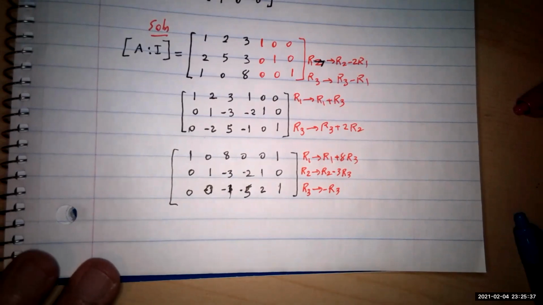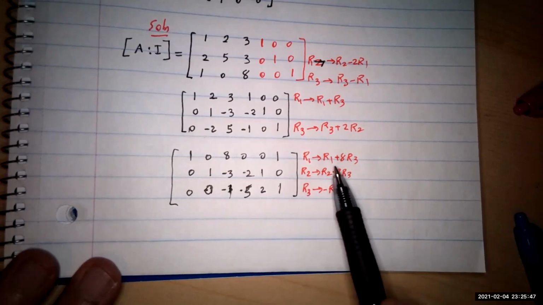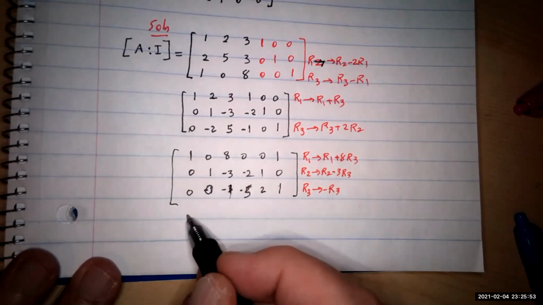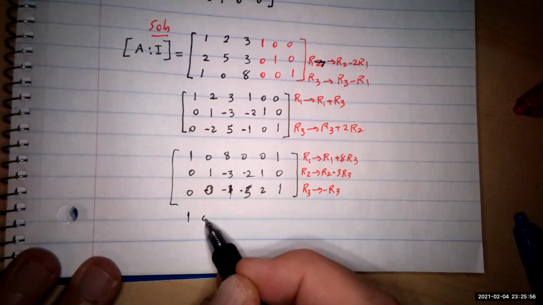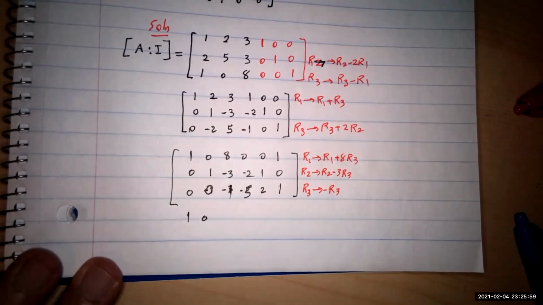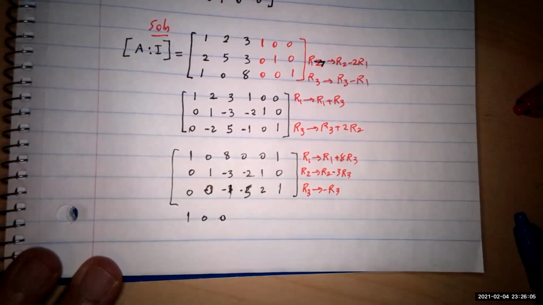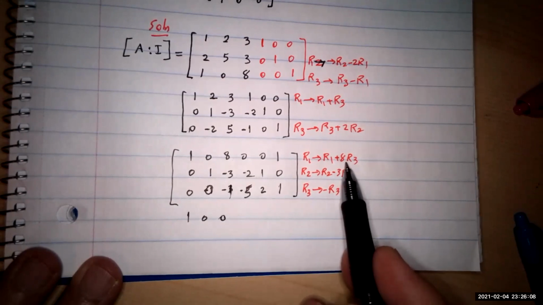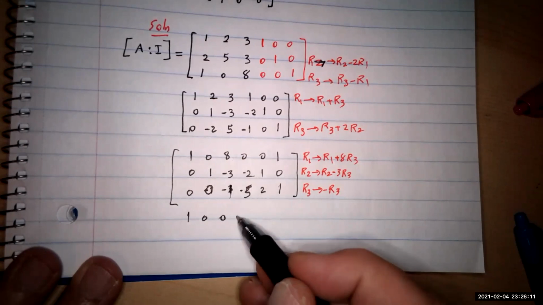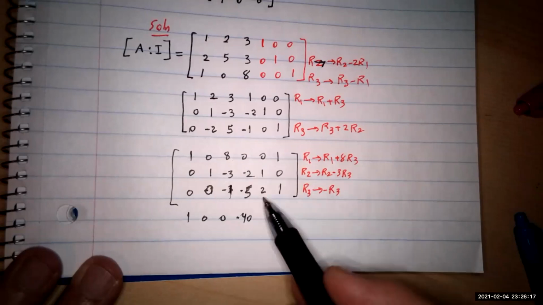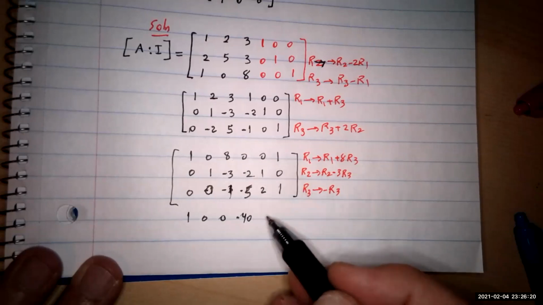Okay, so let's do it. So what's going to be the next part? Okay, the next part, R1 plus 8R3. This is it, 8R3. So 8R3 makes it the 1. This is going to be 0. And 8R3, 8 and 8 would be 0. That's what we are looking for. 8R3, that would be negative 40, because 8 times negative 5 would be negative 40. Okay, 8 times 2 would be 16, so that makes it 16.